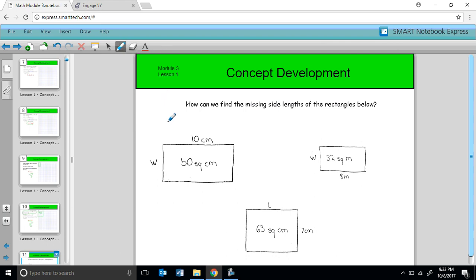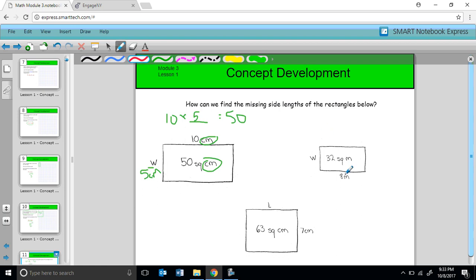So I could easily write it. I know 10 times something gives me 50. And look, I'm double checking. Both of my things are in centimeters. So what would this be? 10, 20, 30, 40, 50. So I know it's 5 centimeters, because that's when I multiply those, that's what I would get to get this 50 in the middle.